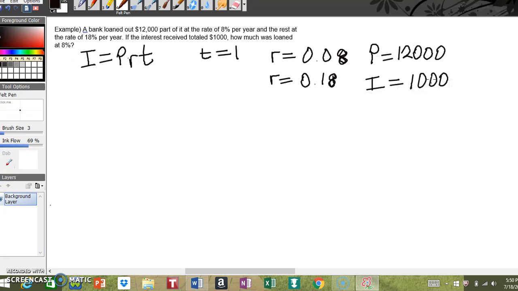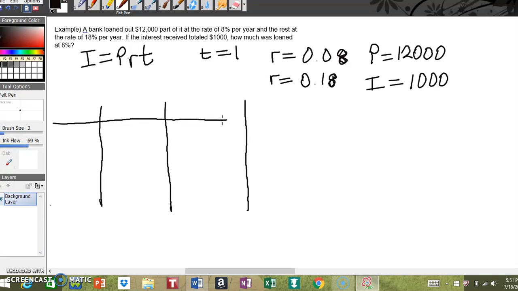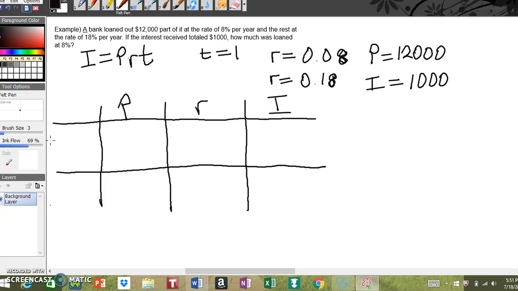So basically, we know that our total principal is 12,000, but we want to see, at certain times in the year, how much was at each rate. And that's where the table comes in. So let's set this up. Let's call this column P, this R, and this I. Let's call this part 1, part 2, meaning the different parts of the year.